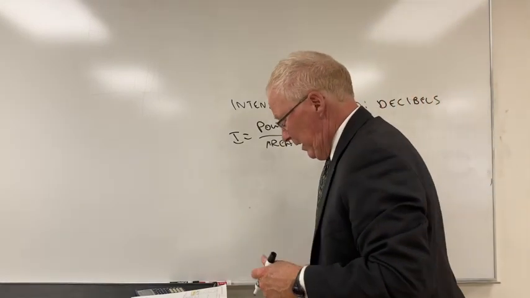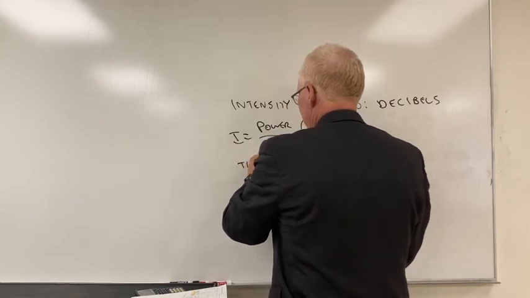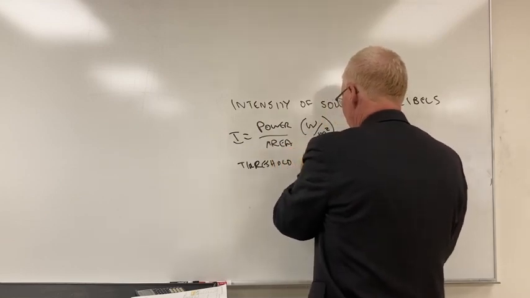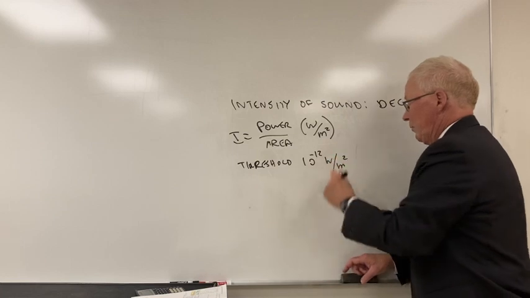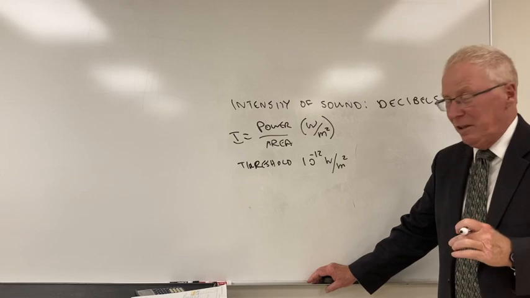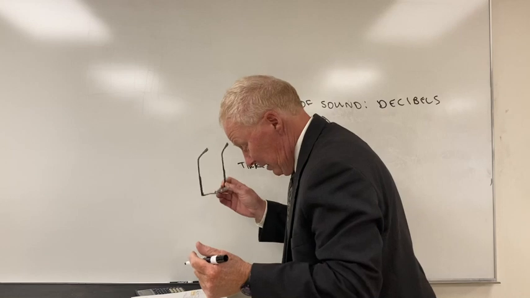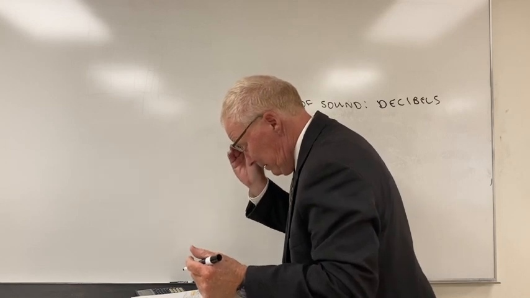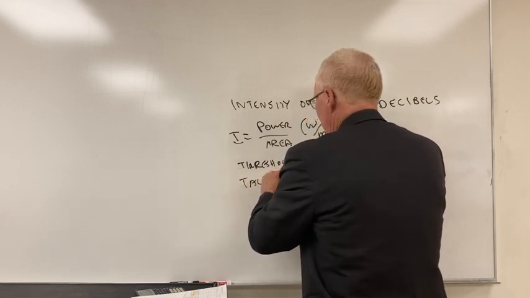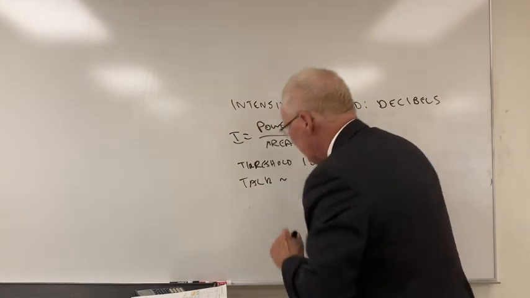All right, the range can be what we call the threshold of hearing. This is approximately 10 to the minus 12 watts per meter squared, the minimum a person can hear. Our hearing sensitivity is very good. If we are talking, it's about 10 to the minus 6.